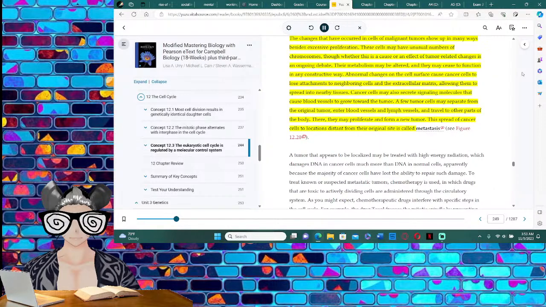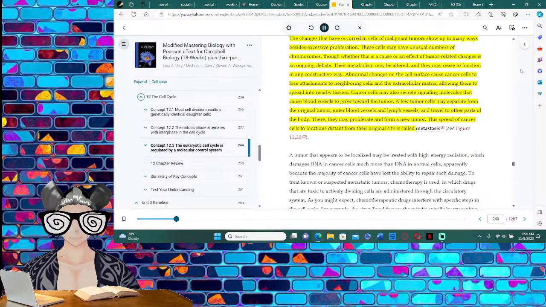The changes that have occurred in cells of malignant tumors show up in many ways besides excessive proliferation. These cells may have unusual numbers of chromosomes, though whether this is a cause or an effect of tumor-related changes is an ongoing debate. Their metabolism may be altered, and they may cease to function in any constructive way. Abnormal changes on the cell surface cause cancer cells to lose attachments to neighboring cells and the extracellular matrix, allowing them to spread into nearby tissues.